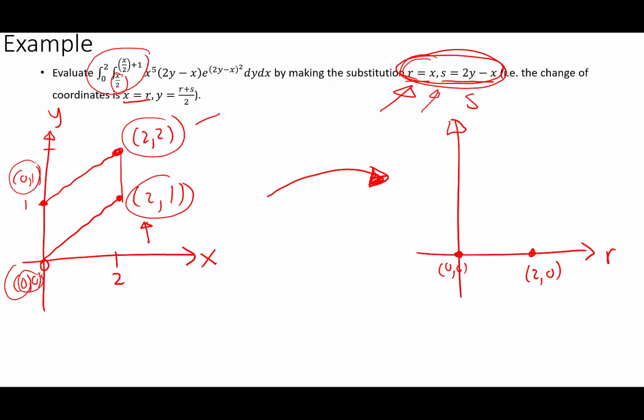If we plug in 2, 2, you'll see that we get 2, 2. Well, that's really nice. 1, 2. And then if we plug in 0, 1 into our equations up here, we'll get the point 0, 2. Okay, and notice what do we have here? We now have a nice rectangle.